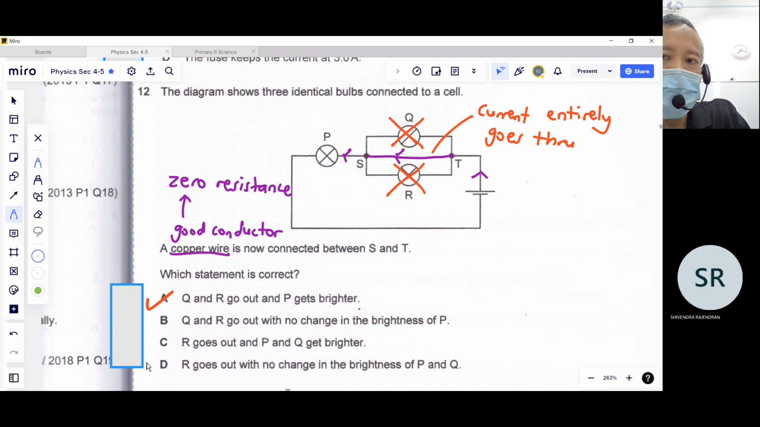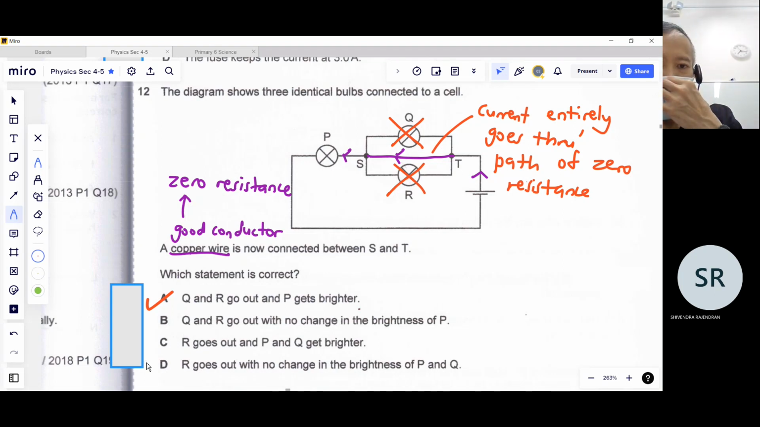Try to remember this concept. It occasionally comes up. Now, if there's a path with zero resistance, why should it go through anything else? It just goes straight through that particular path. So take note, Q and R have no current at all. They won't light up.